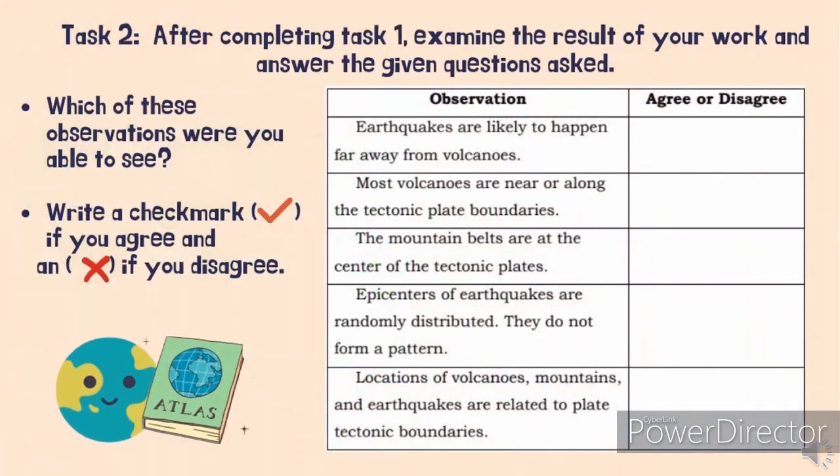For your task number 2, after completing task 1, examine the result of your work and answer the given questions. Which of these observations were you able to see? All you have to do is write a check mark if you agree and an X mark if you disagree with the given observations.